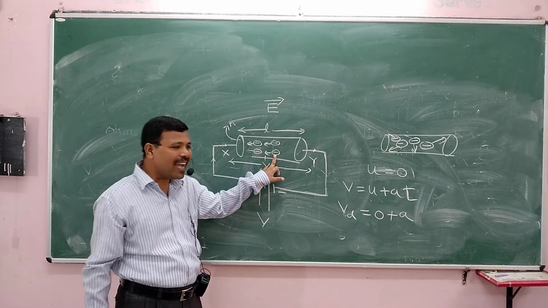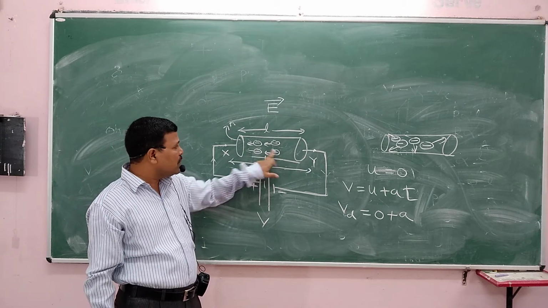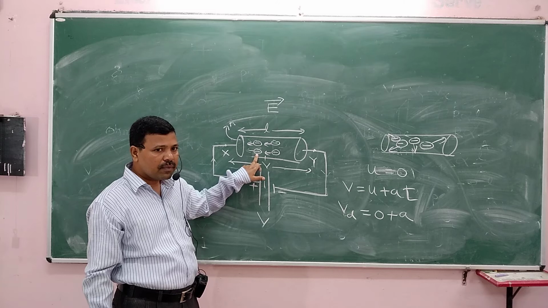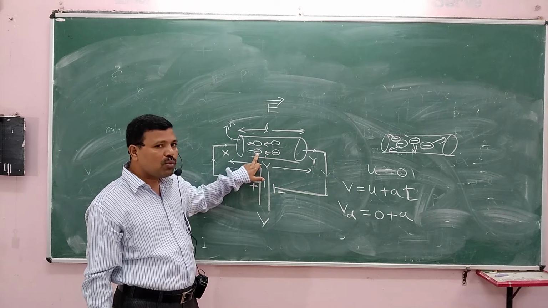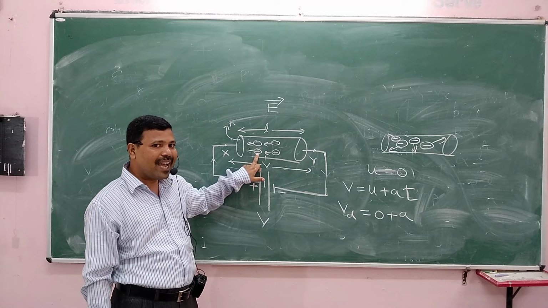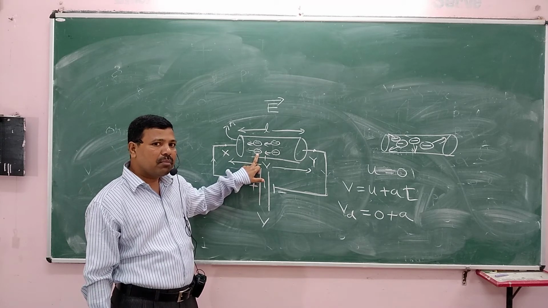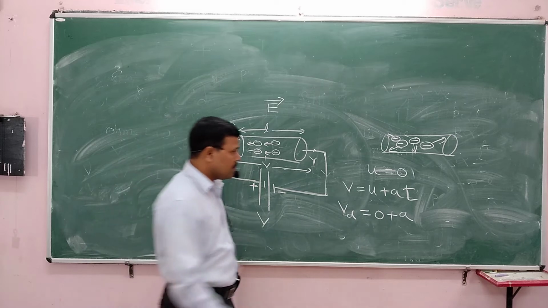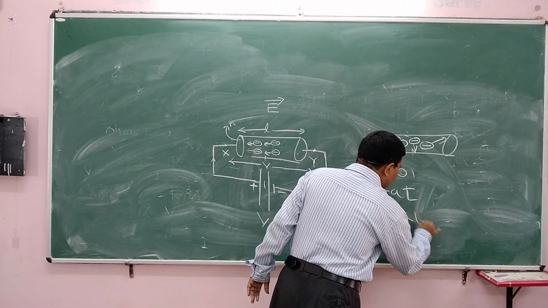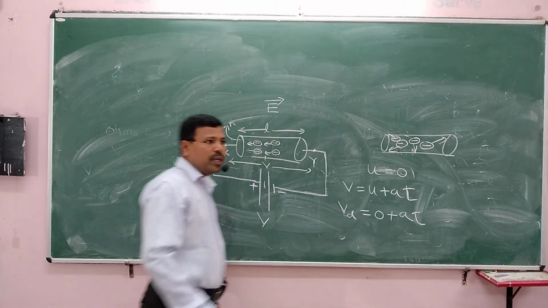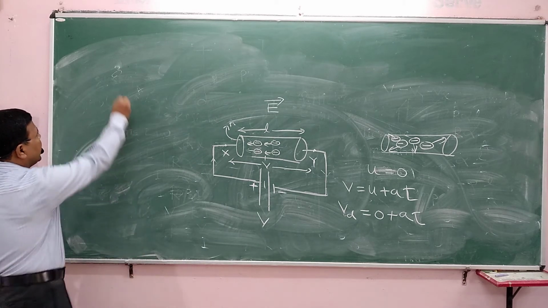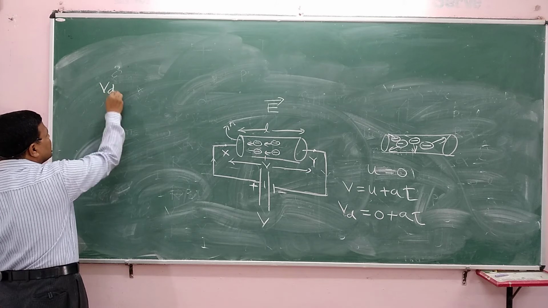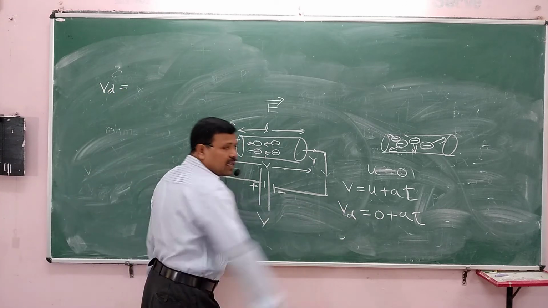What is relaxation time? The time taken between two successive collisions. How much time an electron takes to collide with the next one, that is called relaxation time. I write it as tau. So v is equal to a into tau. I write that Vd is equal to, what is acceleration?